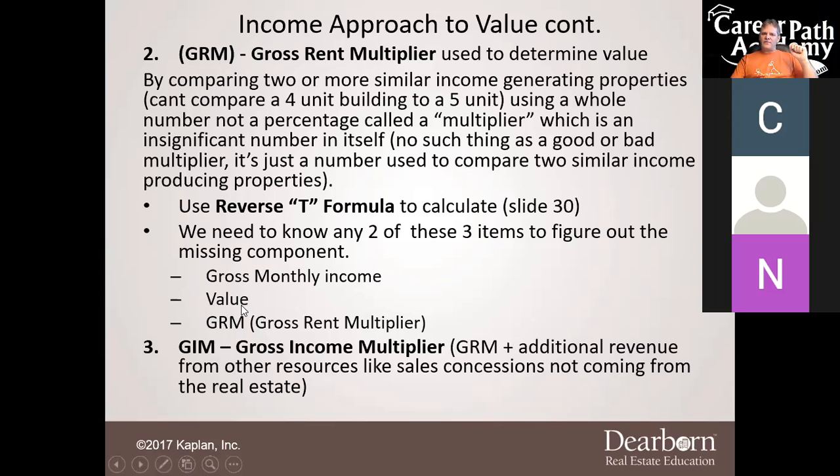If you're trying to figure out the value of the property, you need the gross monthly income and the GRM. All right. If you're trying to figure out the GRM for a property, you need to know its gross monthly income and the value of it. And then you could use that GRM to compare it to another property.